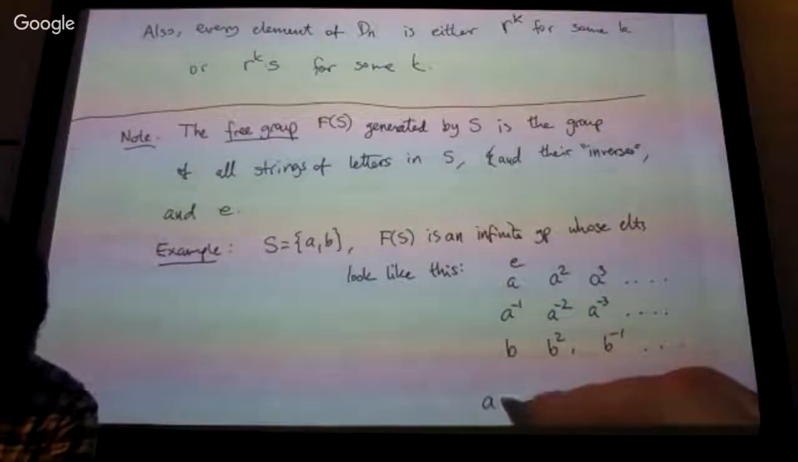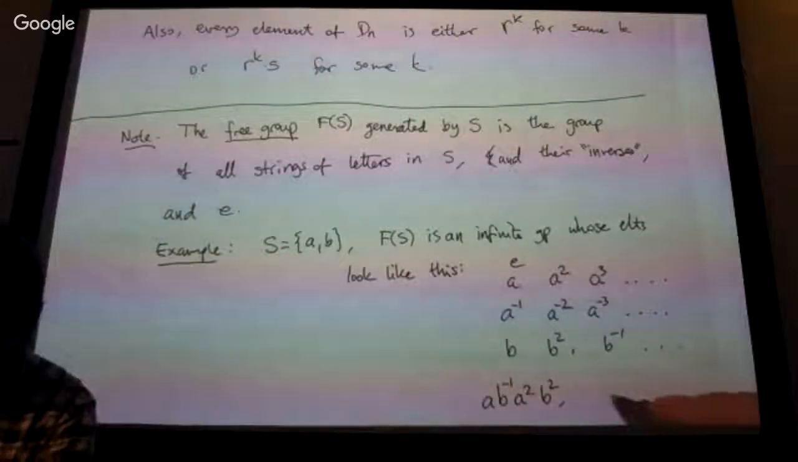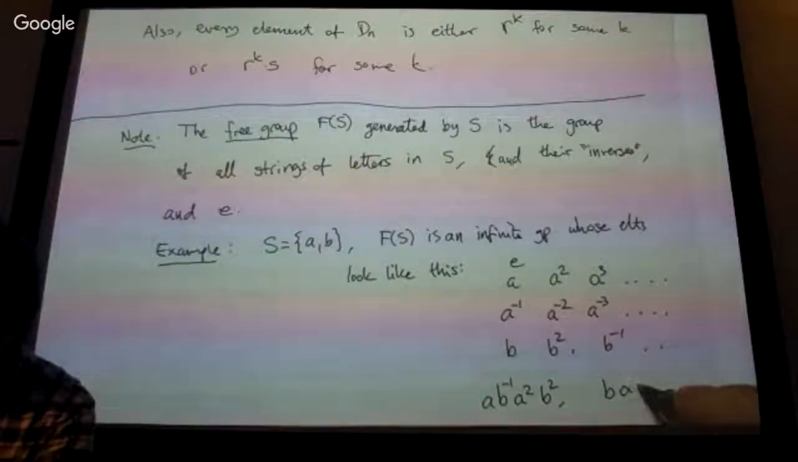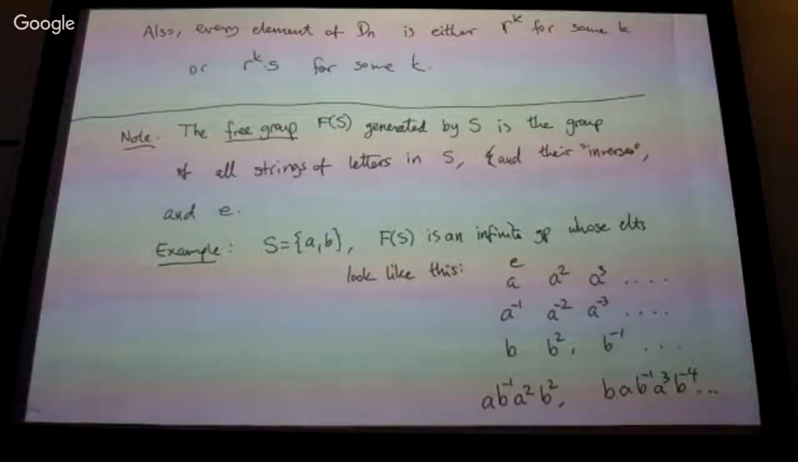But then things like A, B inverse, A squared, B squared, B, A, B inverse, A cubed, B to the minus 4th, and so on. So all these kinds of things you can create, and this gives you a group. Why does it give you a group? Well, because it has some identity, and when you multiply them, then you just multiply them.